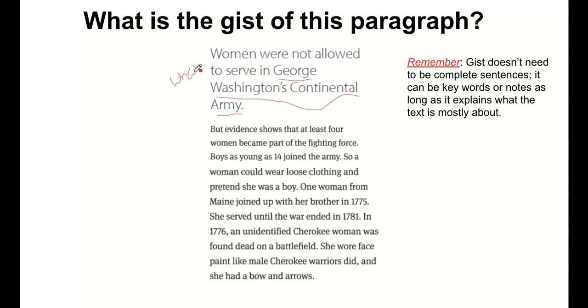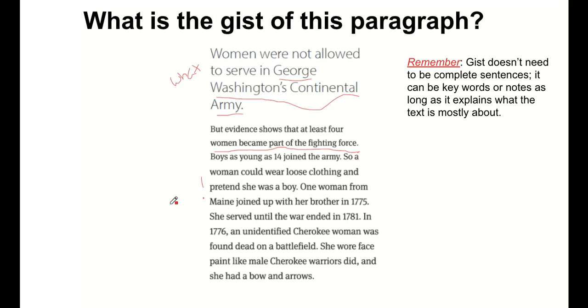This tells us what is going on, and that kind of tells us who. But evidence shows that at least 4 women became part of the fighting force. So this is like cause and effect. Even though they weren't allowed, there were at least some who did join. Boys as young as 14 joined the army. So a woman could wear loose clothing and pretend she was a boy. That's interesting. I'm going to put an exclamation point.